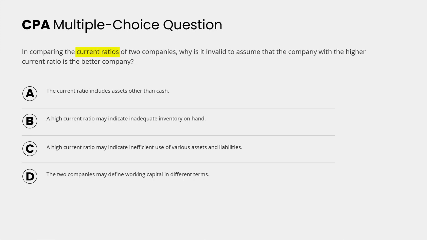In comparing the current ratios of two companies, why is it invalid to assume that the company with the higher current ratio is the better company? So, why is it not okay to assume this? Well, when I think about a ratio, I always like to remember what that ratio is. The current ratio is our current assets as a percentage of our current liabilities. So, current assets divided by current liabilities.